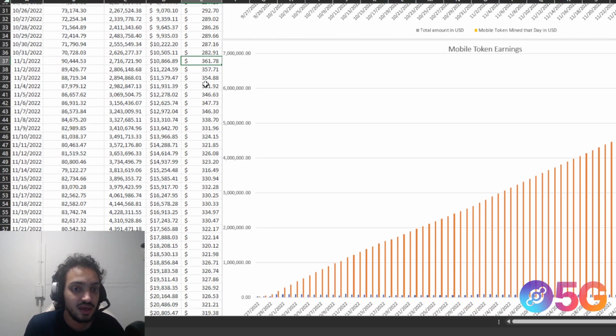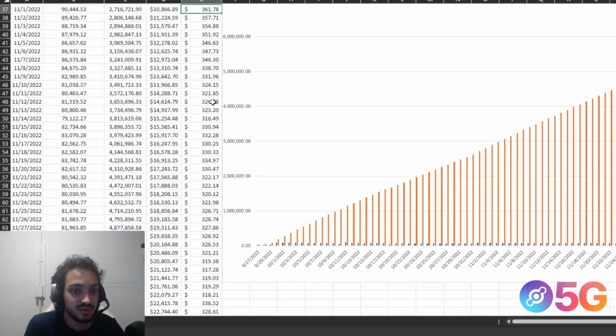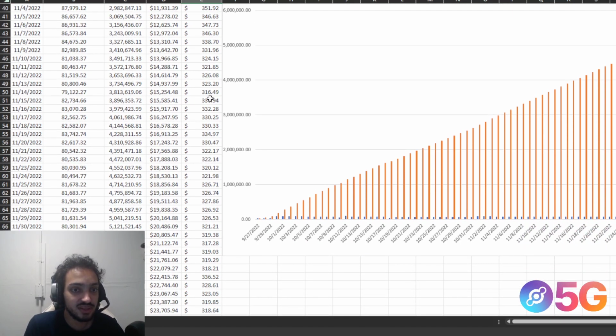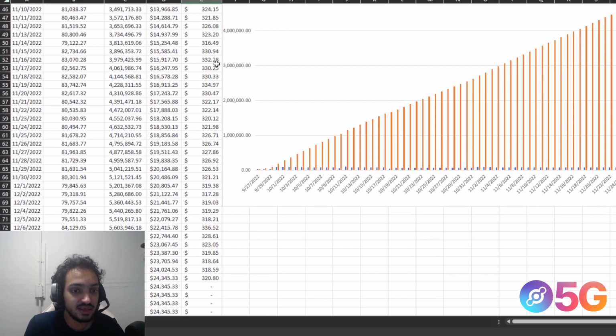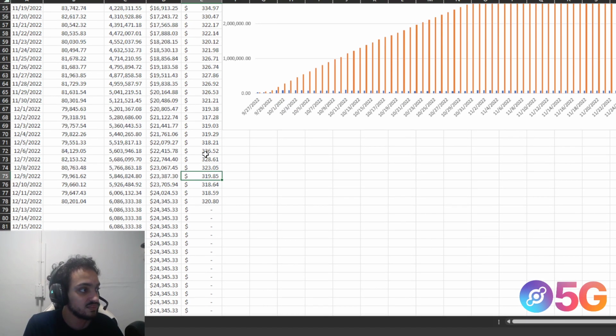So you look down from that point, $361. It kept going up and down, and it's been stable, I believe. I would say it's been ranging between 318, 319, $317, and maybe pushing 320 and higher. This has been the more recent days.